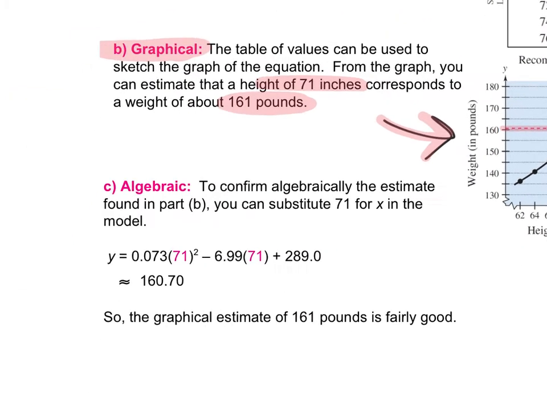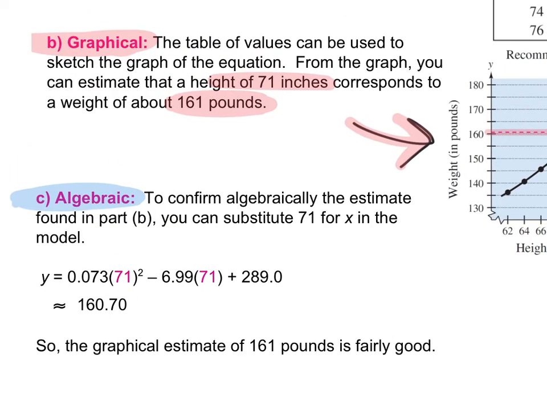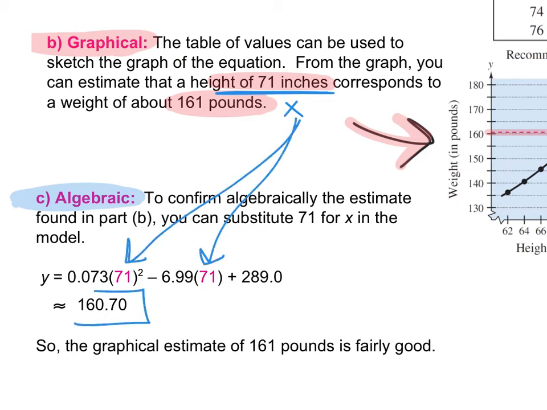But what we can do is algebraically confirm what we have by substituting in. So if we wanted to estimate where the height was 71 inches, the height we know is X, so we can substitute that value in for X. And here's the output that it gives us for Y, 160.7. So our estimate of 161, which is very close to that, is a good estimate based off of our table and our graph. We can check it algebraically.